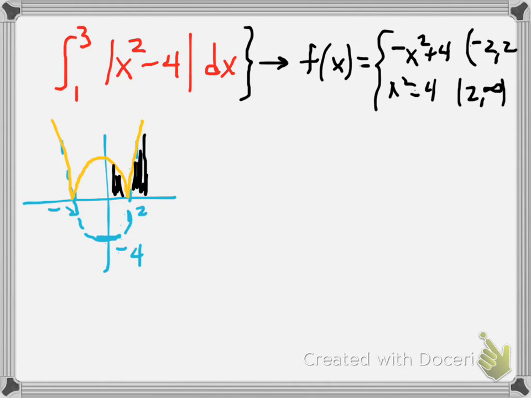So technically, here's the deal. We're going to have to set up 2 different and distinct integrals here. One of the integrals will be the integral from 1 to 2 of that negative x squared plus 4 portion. We're going to have to add to that the integral from 2 to 3 of the regular x squared minus 4 piece.